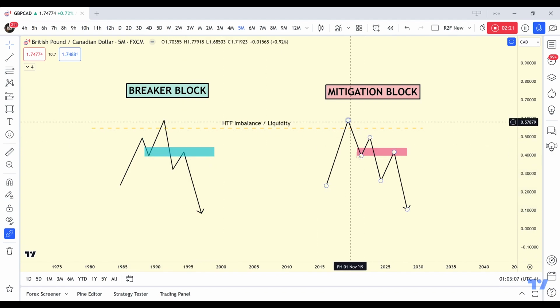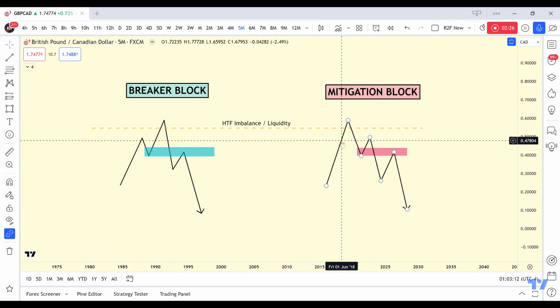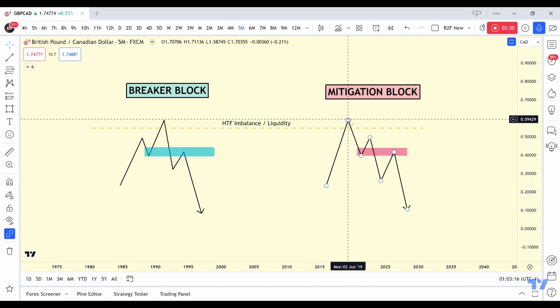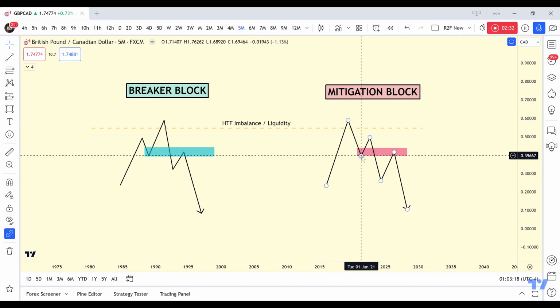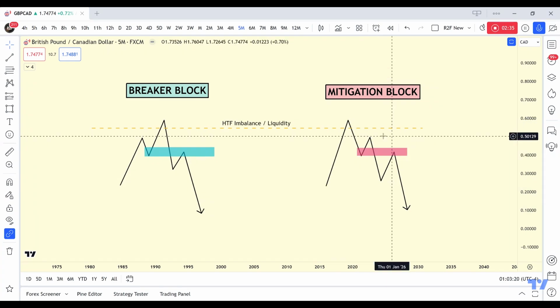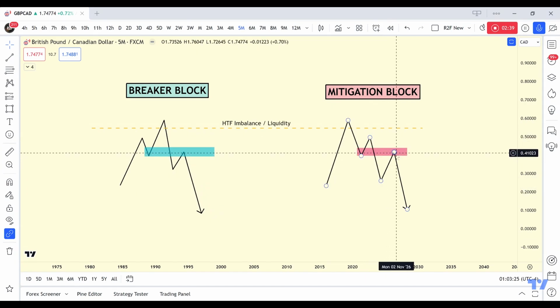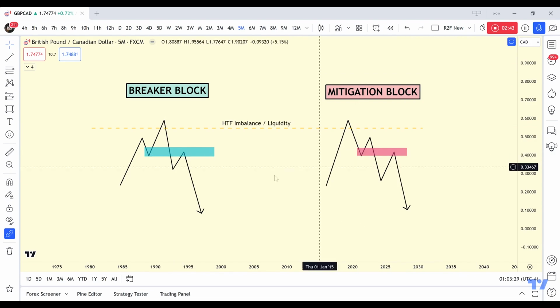For a mitigation block, it's also relatively similar, except price does not make an intermediate high and then take that high. It just goes straight up and then breaks down, comes back up either to fill an imbalance or an order block, breaks down, and then a trade can be taken at the same general area.